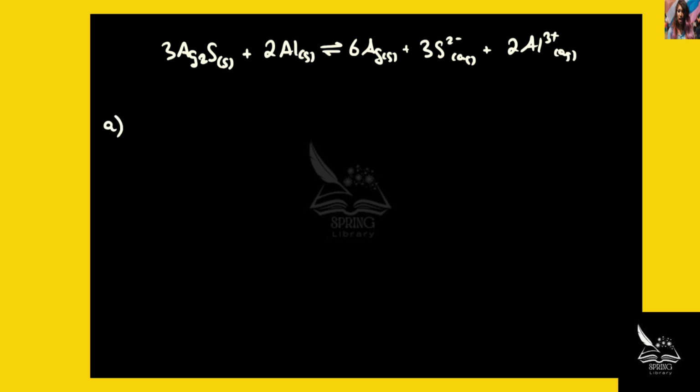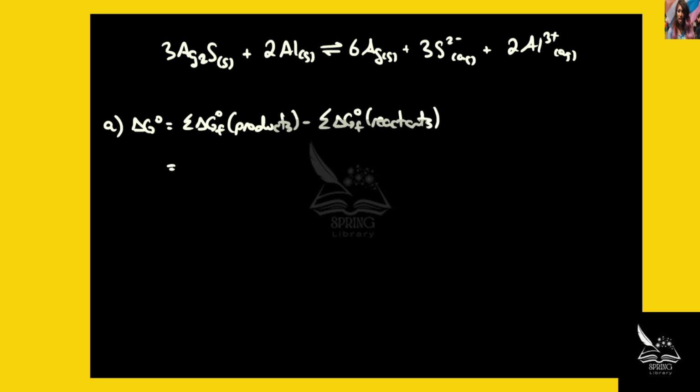For part A, we're asked to calculate delta G naught, K, and E naught. So let's start out by calculating the delta G naught value. Delta G naught is equal to the sum of the delta G naught formation for the products minus the sum of the delta G naught formation of the reactants.